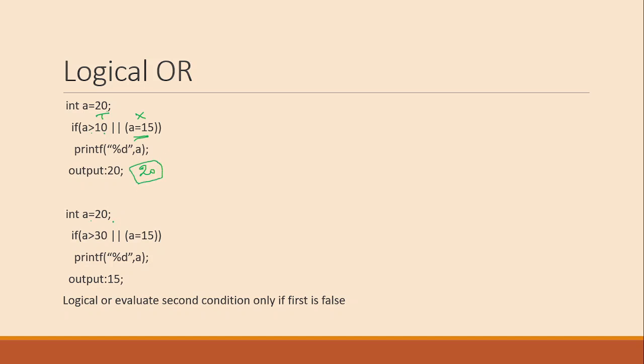Now you take a equal to 20. Now the second condition, if a is greater than 30, this condition is false. So if the first condition is false for a logical OR operation, then it will evaluate the second condition. So it will evaluate this condition. Now a is taking a value of 15, so this will be true. Now it will print a value of true. So that is the ideal difference between a logical AND and a logical OR operation.